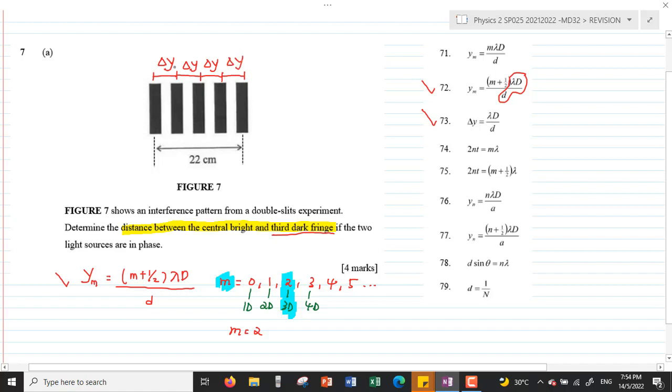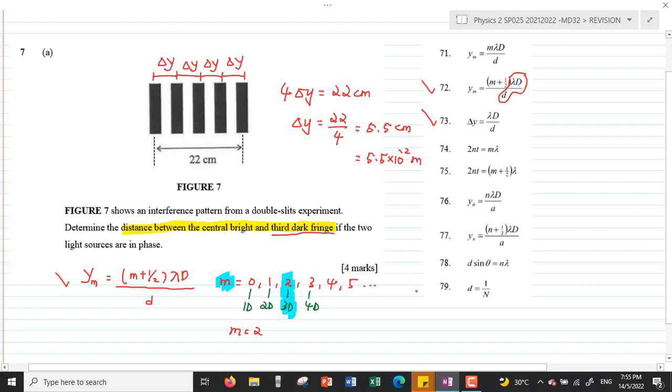So we can see obviously 4 delta y is equal to 22 cm. From that I can calculate my delta y. Delta y will be 22 over 4, so it will be 5.5 centimeter, which is equivalent to 5.5 times 10 to the power of negative 2 meter.